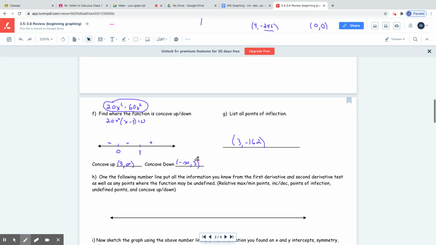So then any points of inflection are where it changes. It doesn't change at 0. It's negative and negative. Bigger than 3, it's concave up. Then it changes from negative to positive. So that's why we have our point of inflection at 3. And when I plugged in 3, I got negative 162.